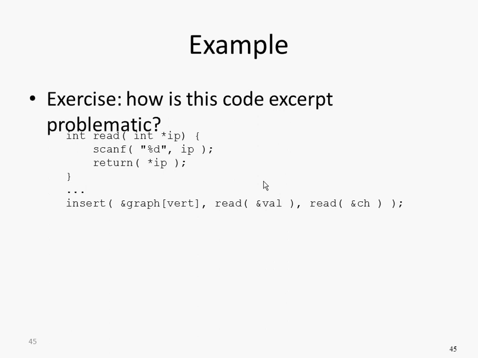Given that this reads something, what are we reading into here? We're reading whatever's there into this variable value and into this variable character. The fact that we're calling these reads from this single call here, what's problematic about that? We don't know which one's first. Which is it reading first? Is it reading this one first or that one first?